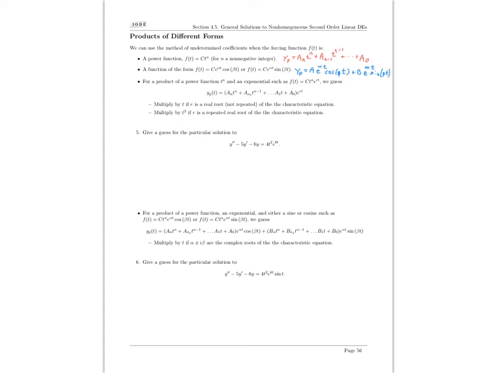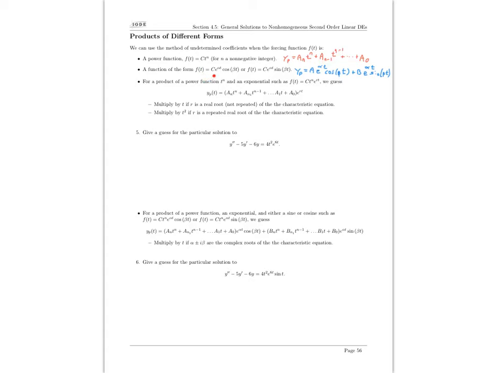Okay, so we are coming into the home stretch for this section. So just to recap, if I've got a forcing function, which is a power function that has power n, then my guess for a particular solution would be the most general polynomial of degree n. So I do want to include all of the powers of t in my guess.